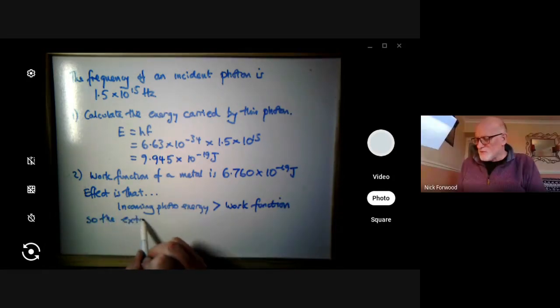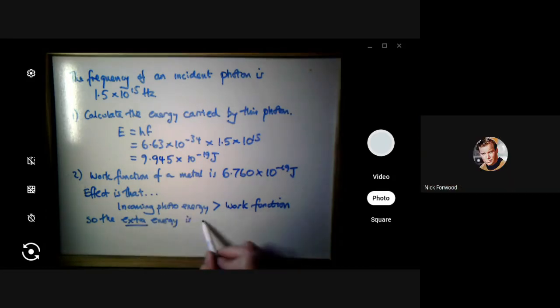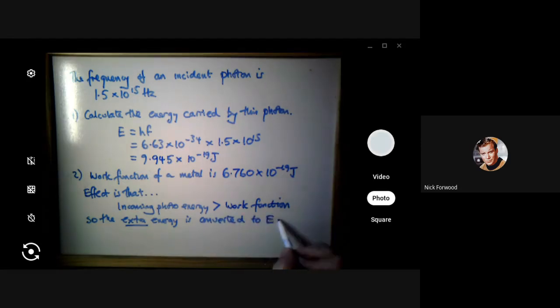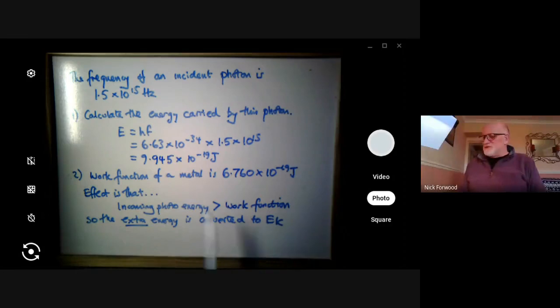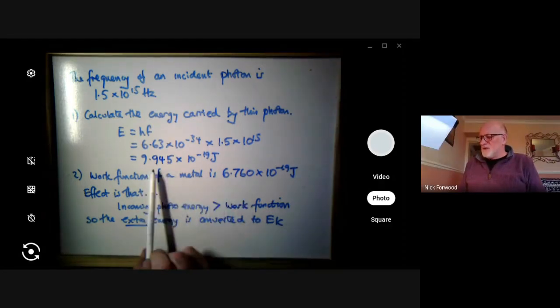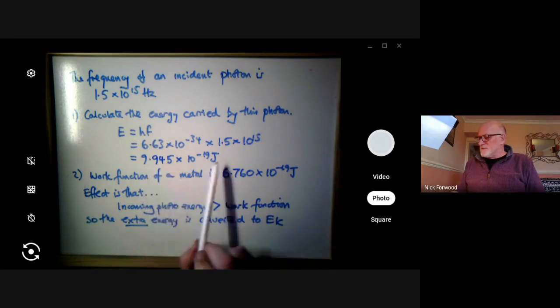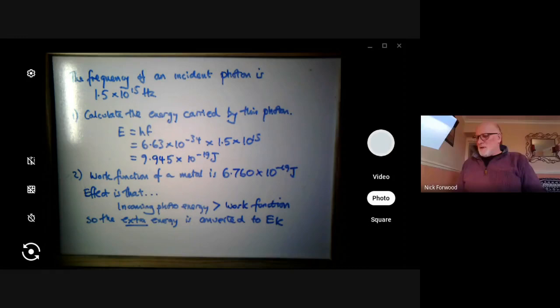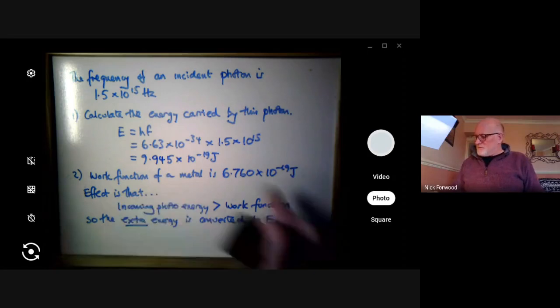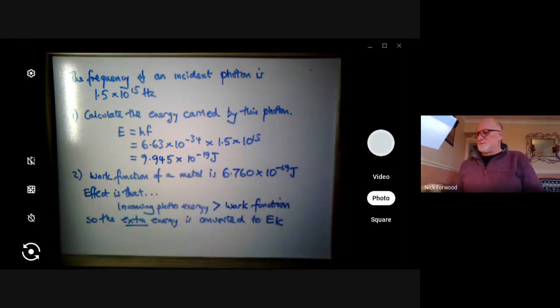So the extra energy is converted to EK. And what do I mean by the extra energy? Well, it's just the difference between 6.76 and 9.945 times 10 to the negative 19. So we can work that out. So the next bit was what is the effect. We can state what the effect is. That's another SQA command word, state what's going to happen. And you can just look at the numbers and you can make a statement.